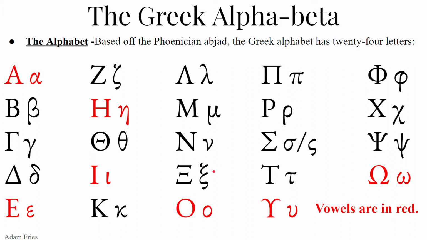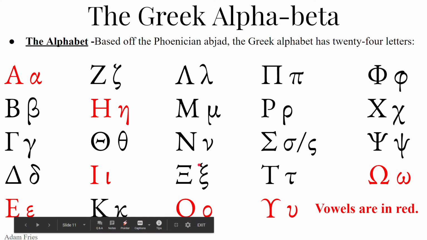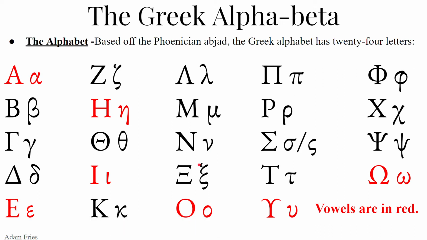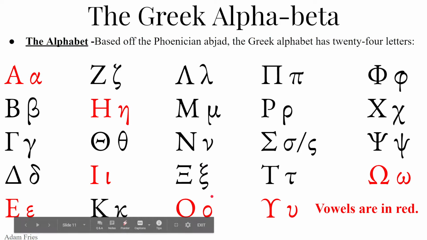Xi, that's ks, it's a kappa and sigma. Xa, xa, xa. You have to practice that one a few times probably. It's especially fun when it is the first letter of a word, like xenos. Omicron, little o, it's just an o sound, simple.